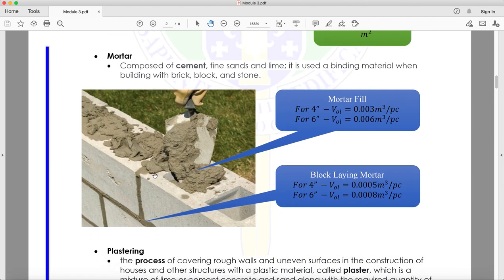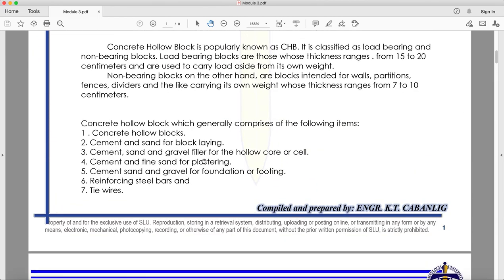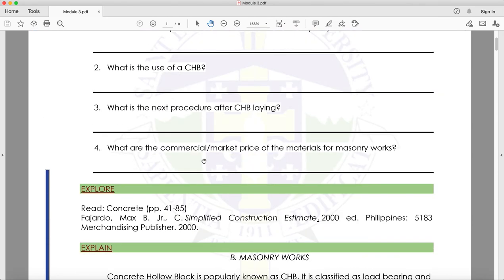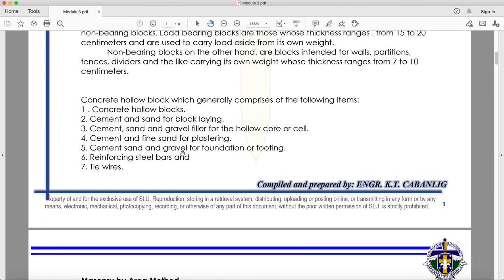So, it has been a common practice in the field na ang ginagamit for CHB laying, and for the filling, is cement, sand, and water only, which is mortar. But if it is a really tight budget, then we use a concrete mixture: cement, sand, and gravel. But in this course, if we are to estimate the filler, we will only be using cement, sand, and water.